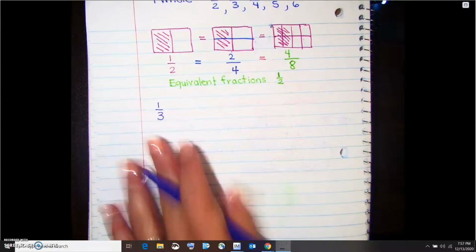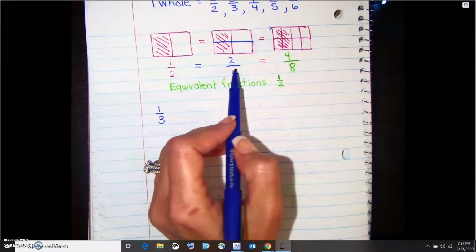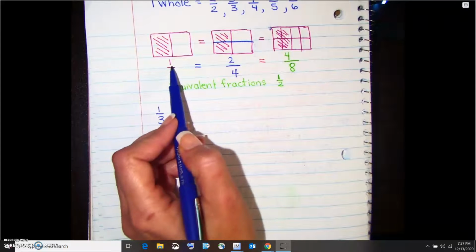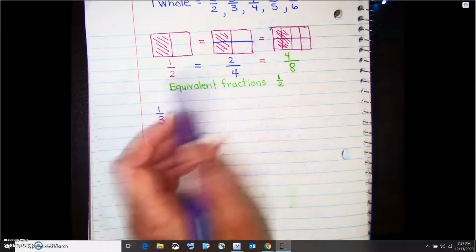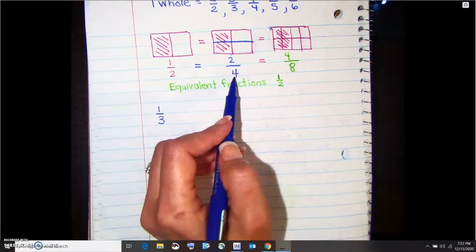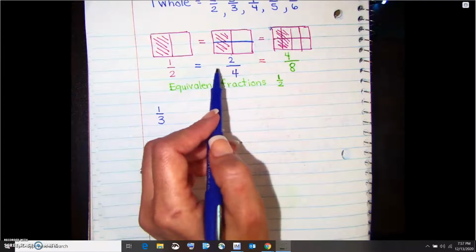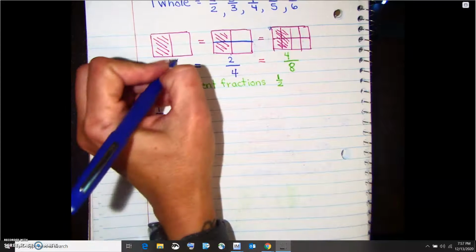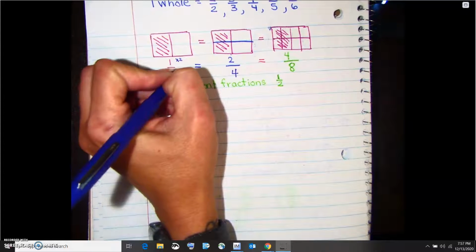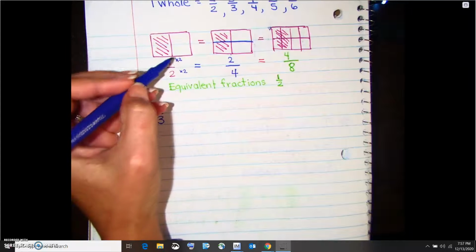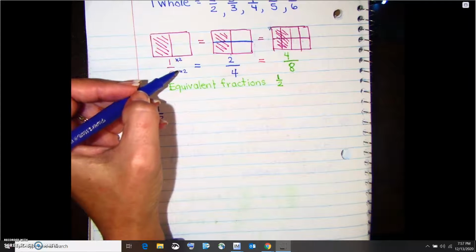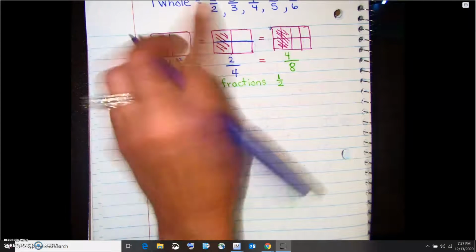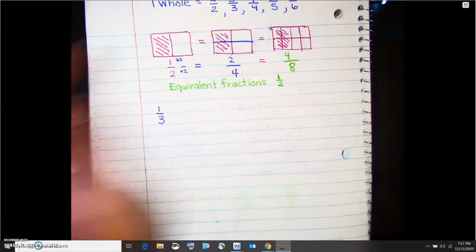So how did we get from 1 to 2 over here and 2 to 4? What could we multiply? That's right, we can multiply by 2. But whatever we do to the top, we have to do to the bottom, and we're multiplying it by 1 whole.